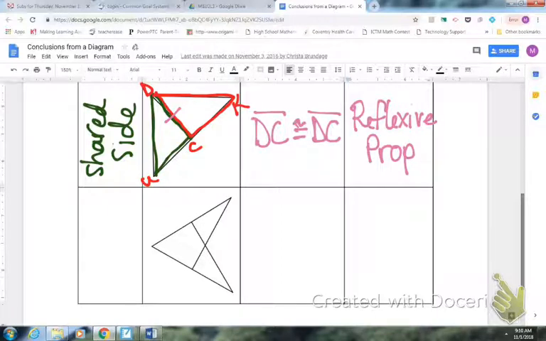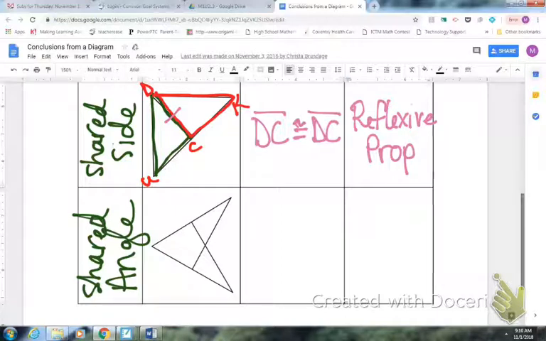Now the last one we're going to look at, instead of a shared side, we saw some of them in some of those pictures that had a shared angle. So the last picture is going to be two triangles that have a shared angle. These come from your overlapping triangles. In this picture, one of your triangles would be like this one there in green, and the other triangle could be like this one here in purple. They overlap.